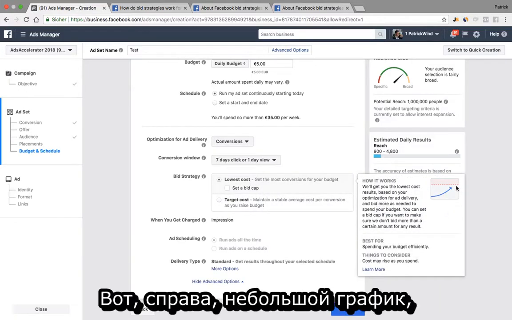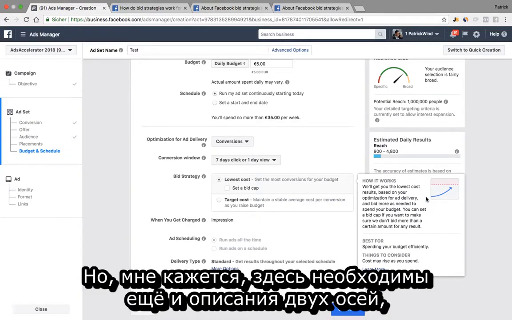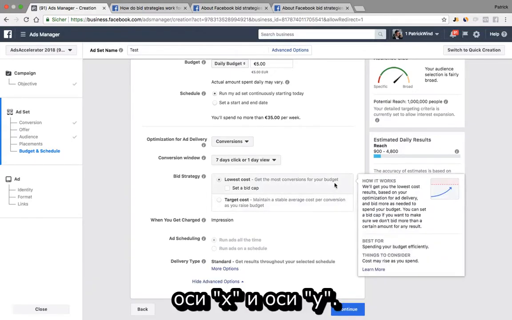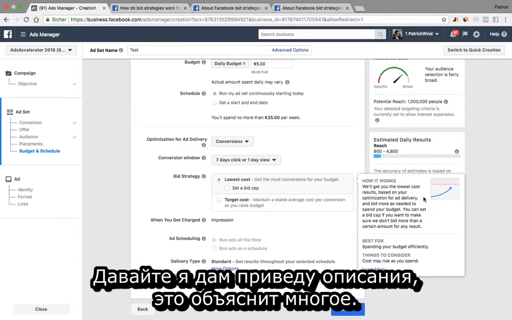So here in this little graph on the right, they try to explain it to us properly, but I think what we're missing is the description of the two axes, the x-axis and the y-axis, which make it very difficult to understand what this actually is about. So let me give you the description, which helps us a lot.